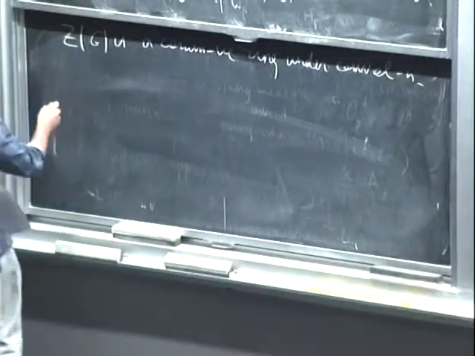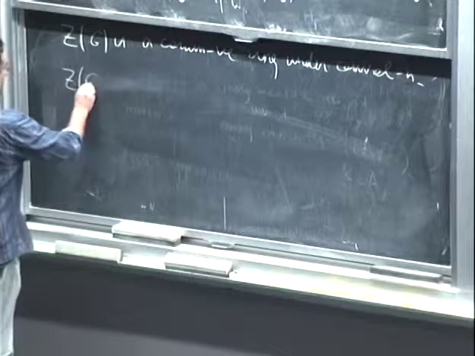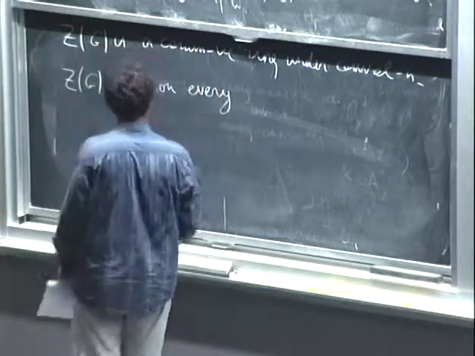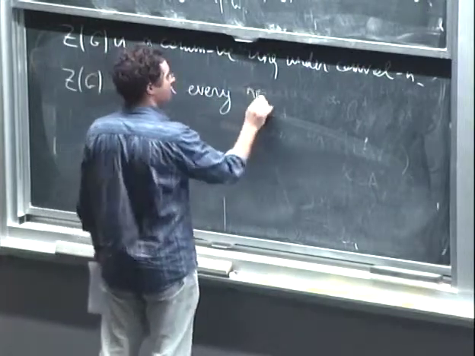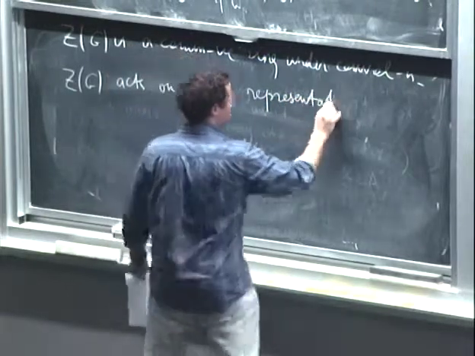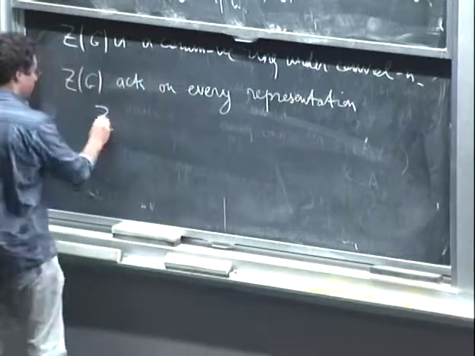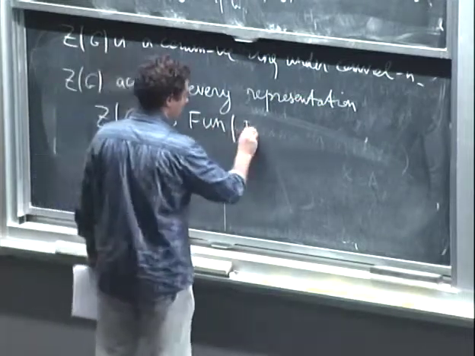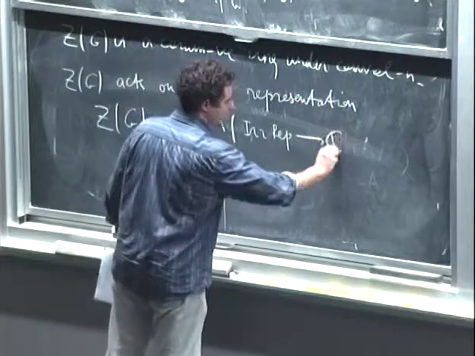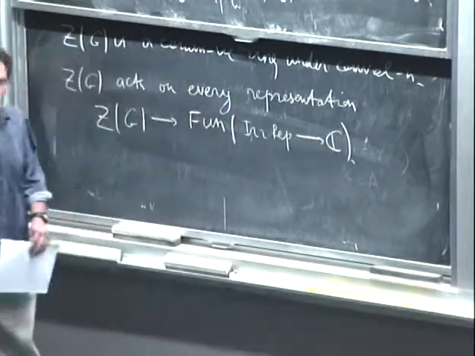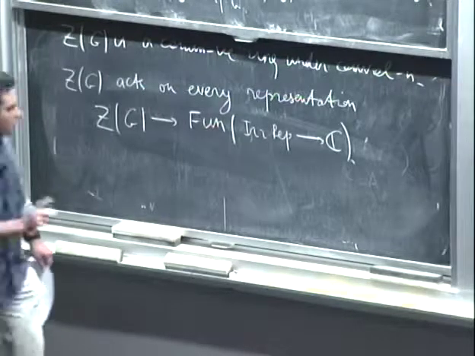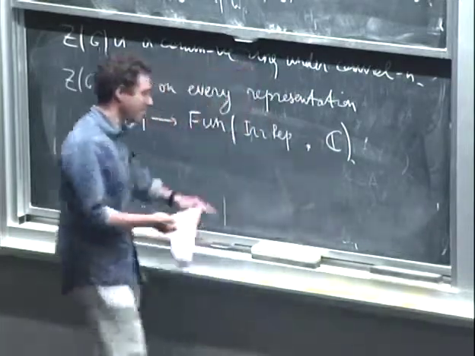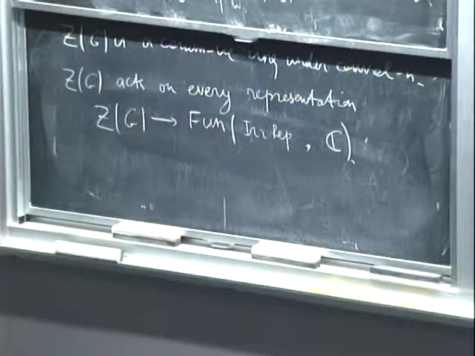And so the good thing is that Z of G acts on every representation. I didn't define the category of representations I'm working with, but it's the usual one. And on an irreducible representation, it acts by a constant. So Z of G actually maps to the set of functions from the set of irreducible representations to C, and it's a homomorphism. Good point, from one set to another, yes.